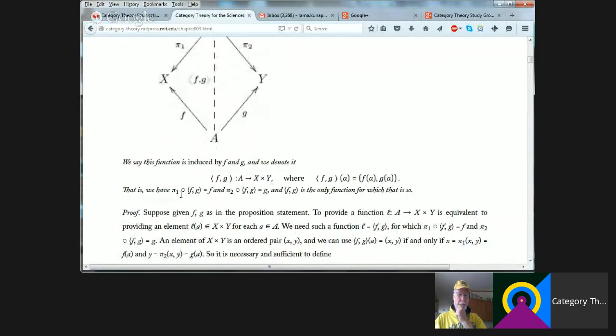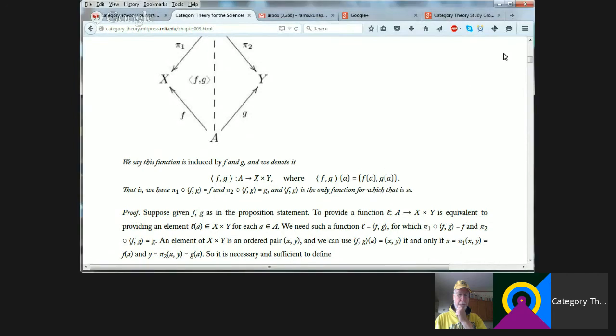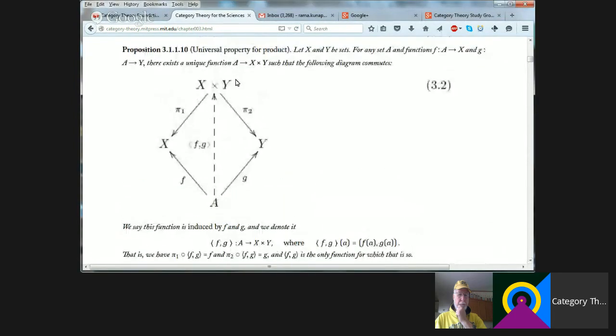The property is that you take the projection of the angle bracket f comma g: pi1 of ⟨f, g⟩ gives you f, and pi2 of ⟨f, g⟩ gives you g. And ⟨f, g⟩ is the only function for which this is so. Essentially, the fundamental setup is that you have x cross y with two projection operators, and functions that start with A and end with x and with y. Then you can define a universal map called ⟨f, g⟩ that starts with A and ends all the way in x cross y.